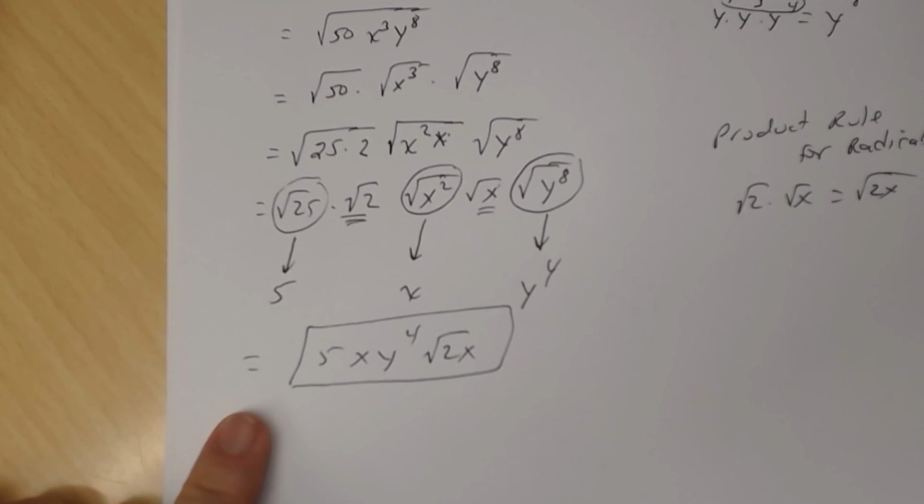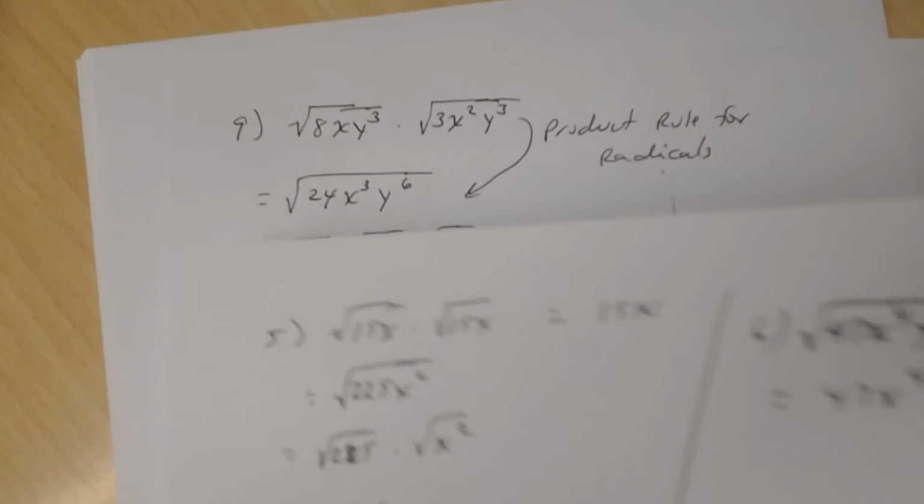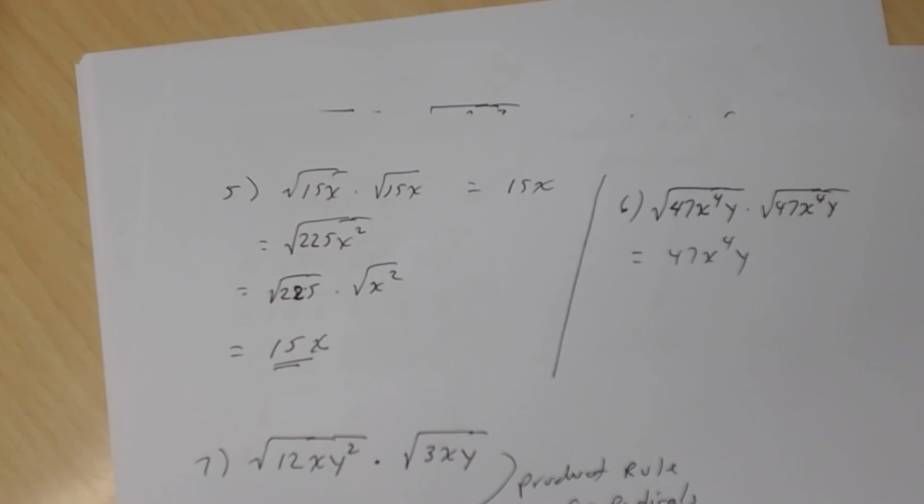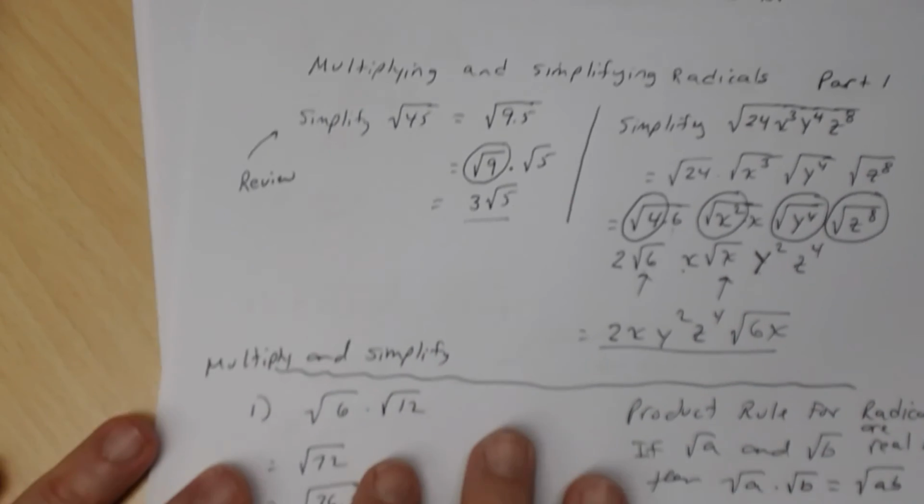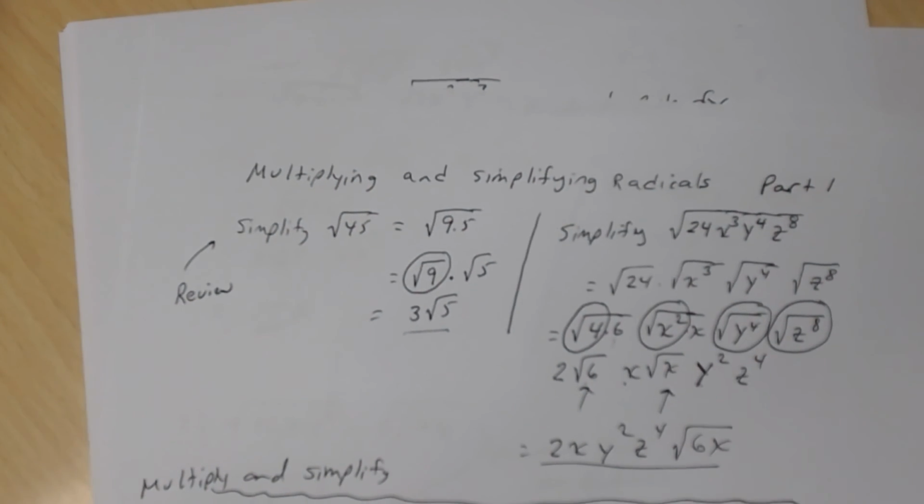Okay, so that's going to take care of part 1. And remember, part 1 is where we just multiplied radicals and we simplify them. That's part 1. Okay? All right.